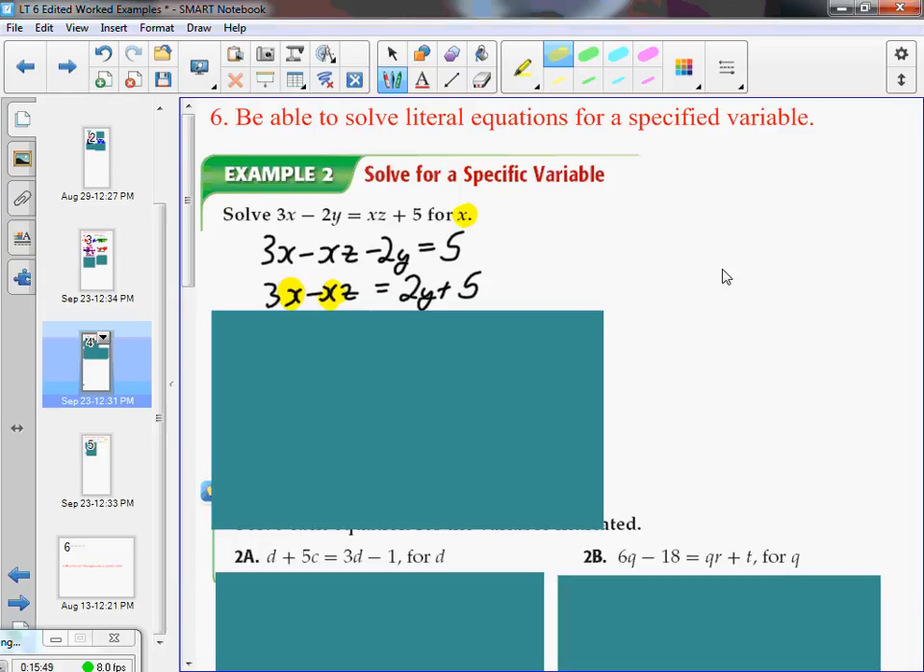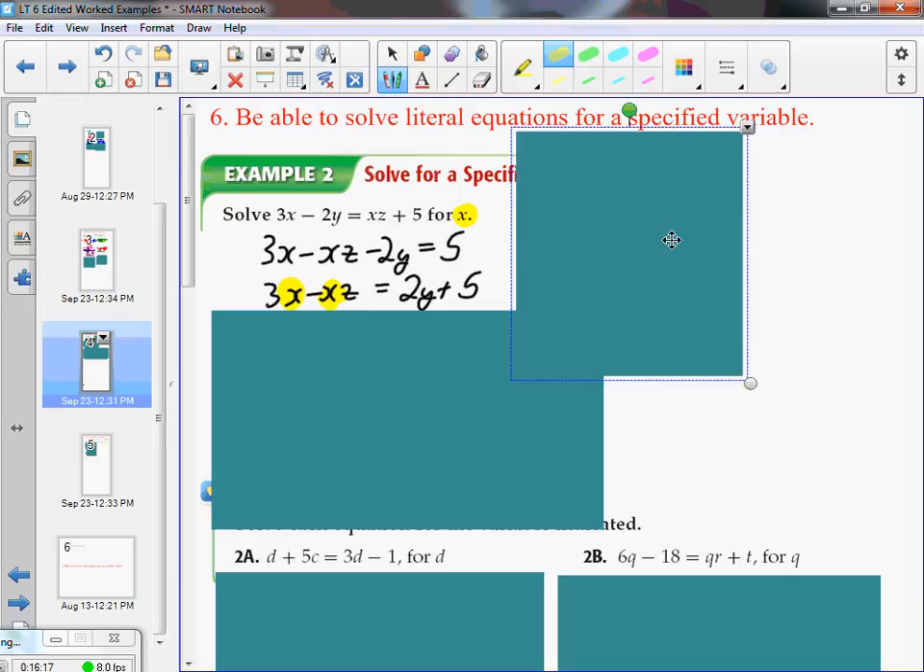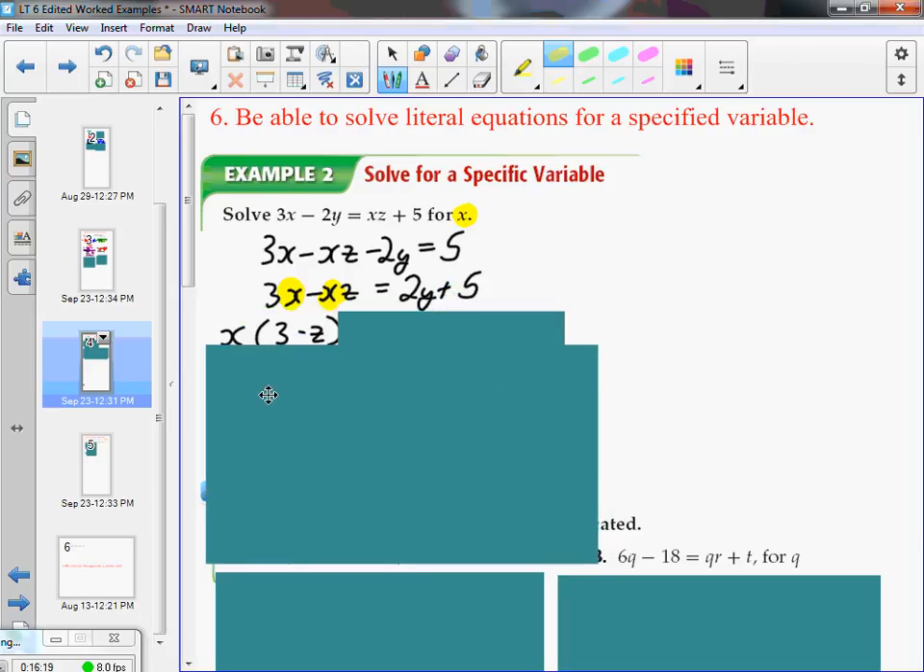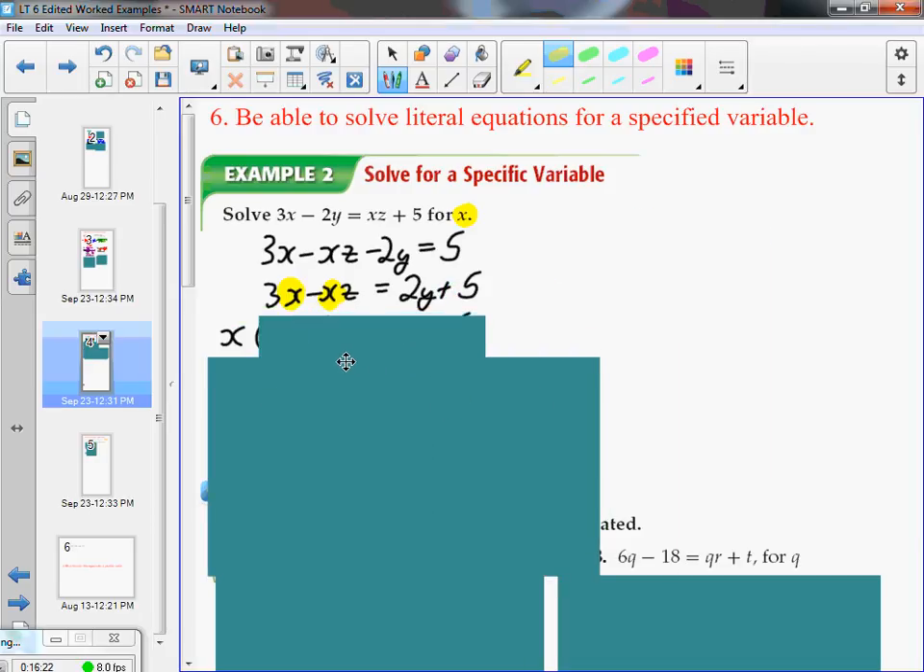Now, what do you do when you have two terms with the variable you're solving for, two terms with x, and you can't add them or subtract them? Remember at one point in algebra, you factored out a greatest common factor? That's what we do here. The 3x and the negative xz both have a factor of x in them. So what I want to do is factor out that x. So I'm going to do x parentheses. It's the distributive property backwards is what it is.